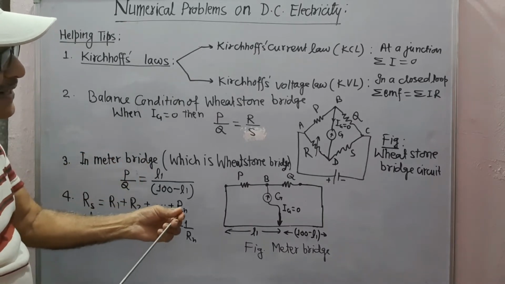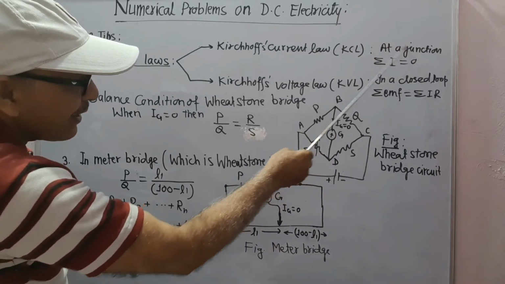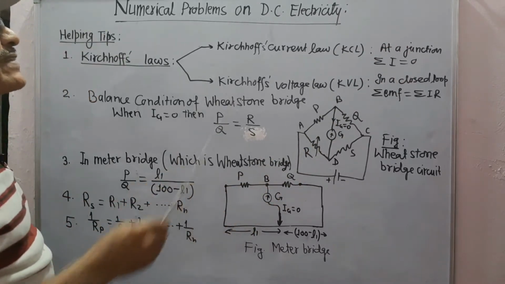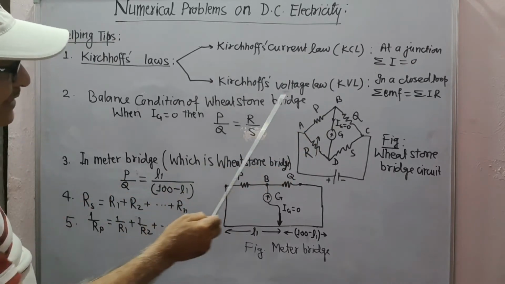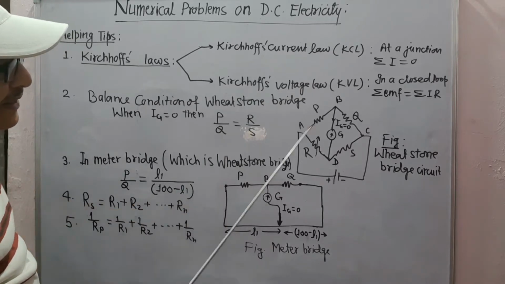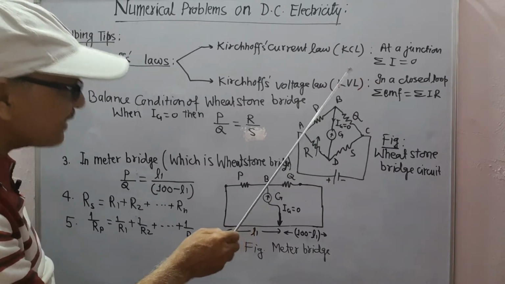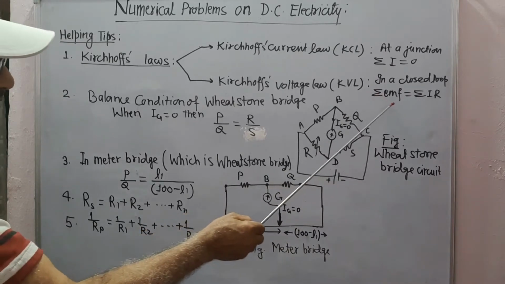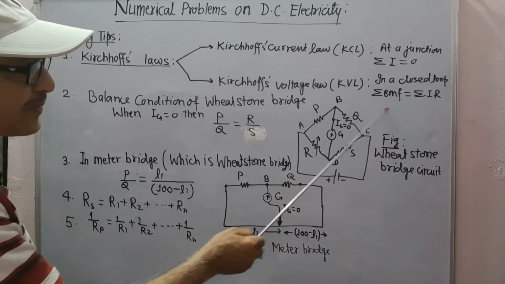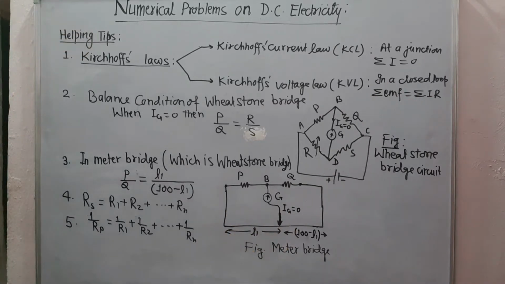First one is Kirchhoff's current law, that is KCL. According to it, the algebraic sum of all the currents at a junction of a closed circuit is 0, that is sigma I is 0. And the second one is Kirchhoff's voltage law, abbreviated as KVL. According to KVL, in a closed loop of a circuit, sigma EMF is equal to sigma IR, meaning the algebraic sum of all the electromotive forces is equal to the algebraic sum of the products of all currents and resistances.